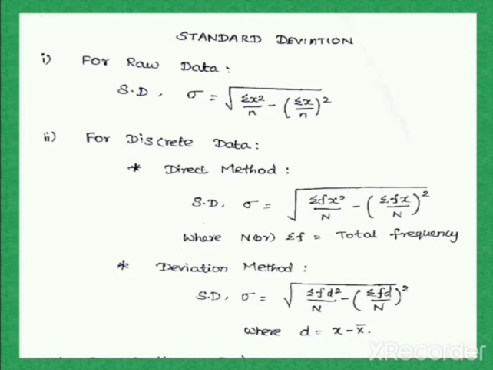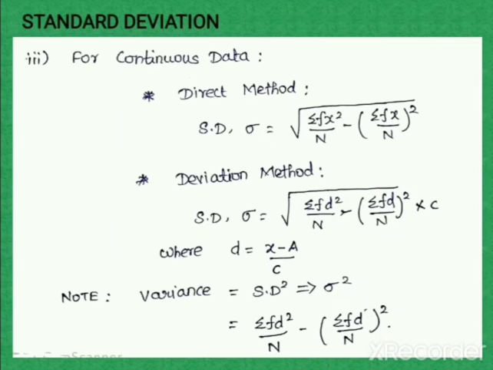Here I have given the formulas for raw data and discrete data. In discrete data, direct method and deviation method I have mentioned here. And also for continuous data, direct method and deviation formulas are given below.